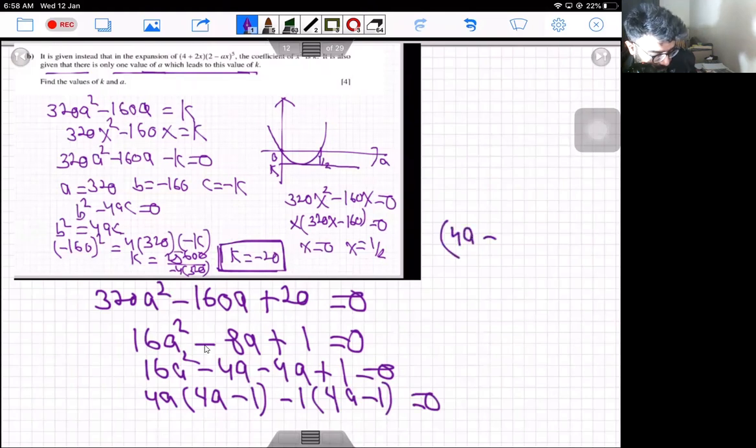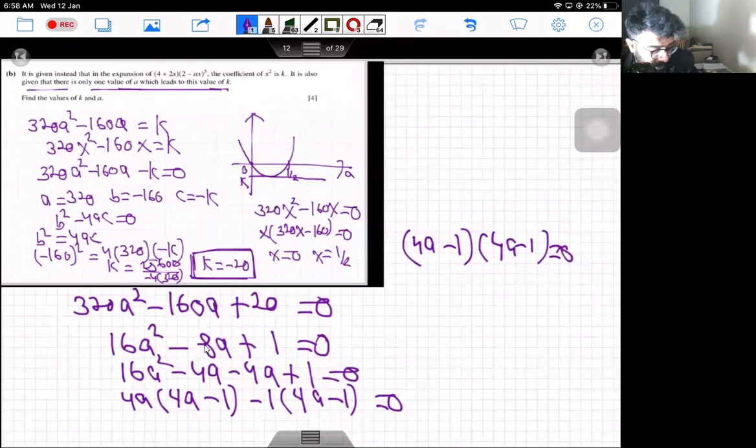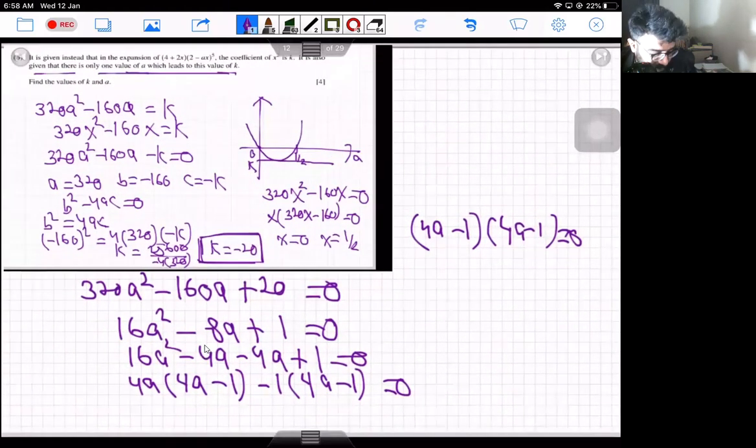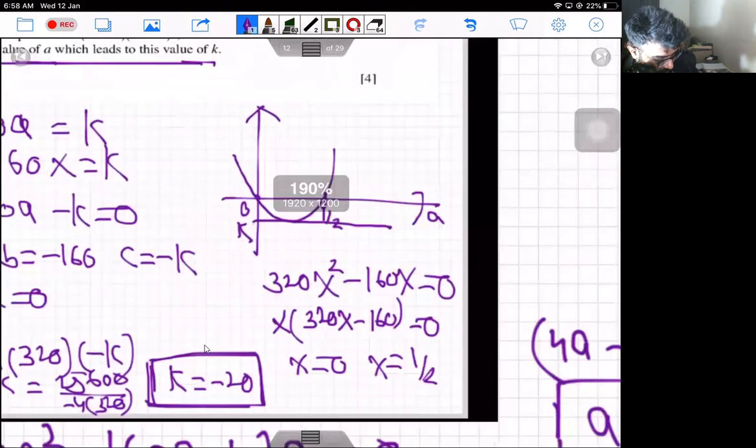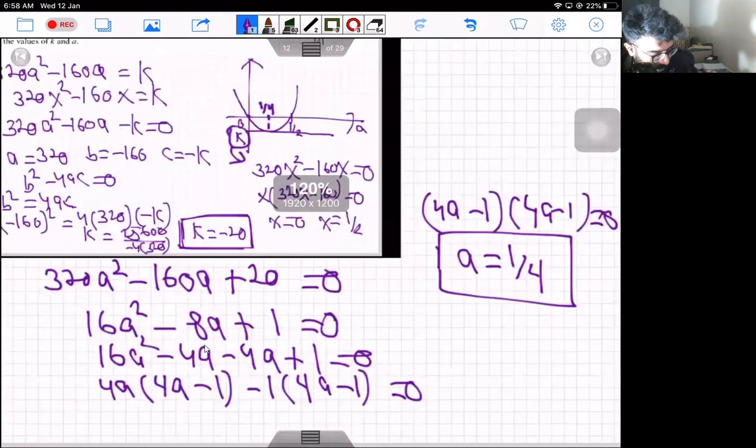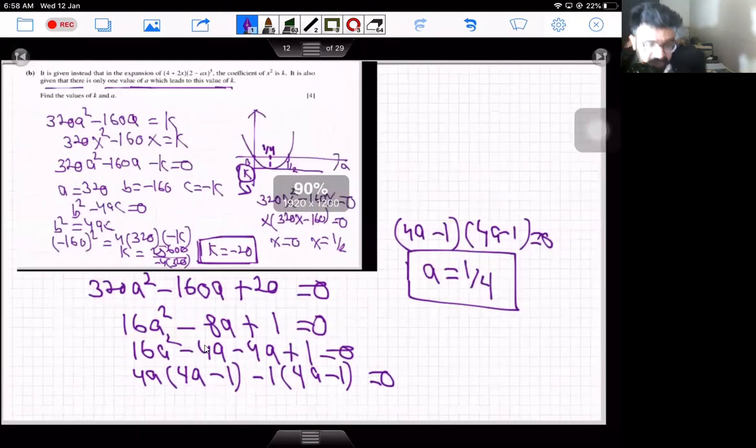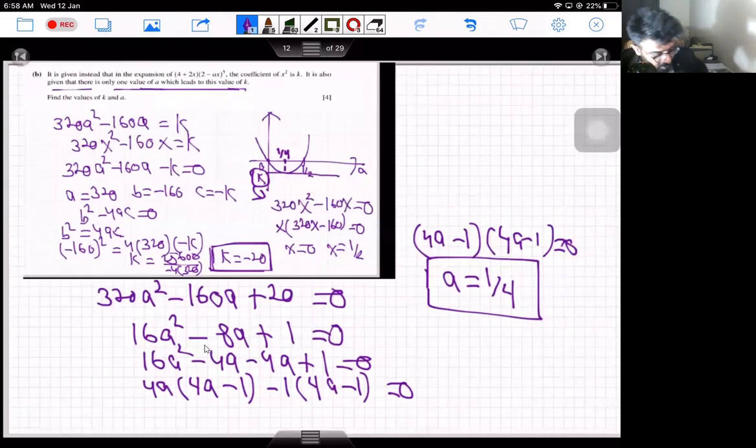Therefore 4a minus 1 times 4a minus 1 is equal to 0, which means that 4a minus 1 is a repeated linear factor. So a is equal to 1 over 4 is a repeated root. So 4a minus 1 the whole thing square is equal to 0. Therefore a is equals to 1 over 4. So for this value of a, which is 1 over 4, the value of k is negative 20. This is supposed to be your final answer, and this was question number 8, Part B.